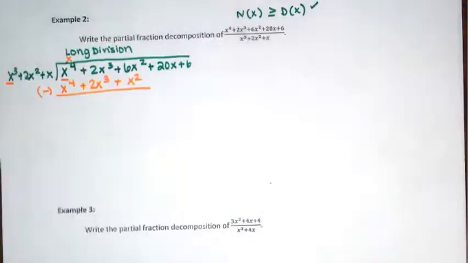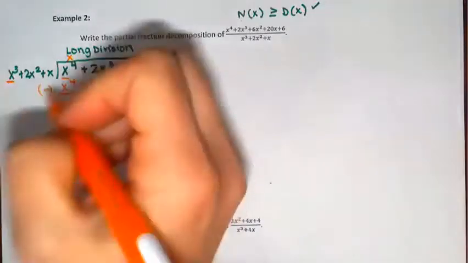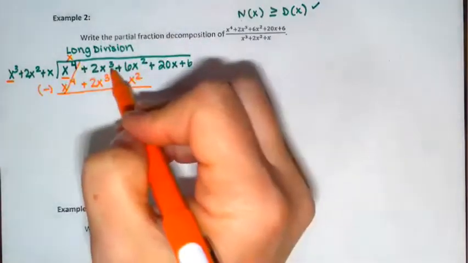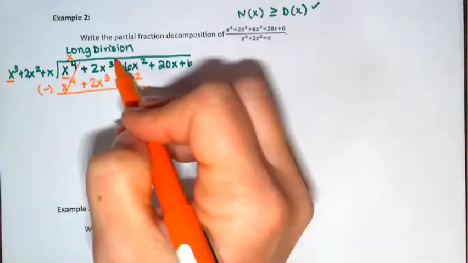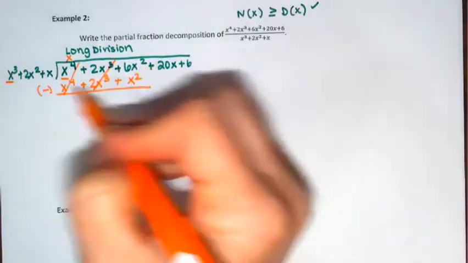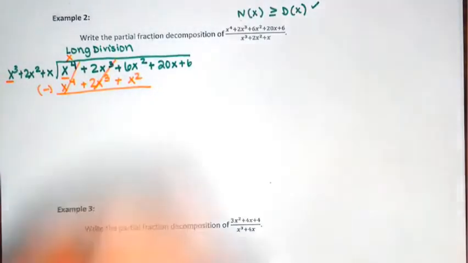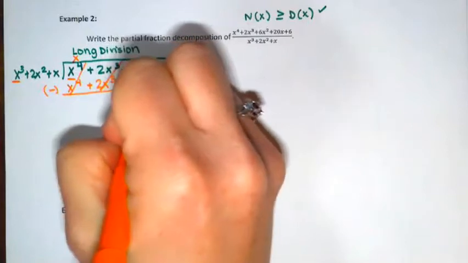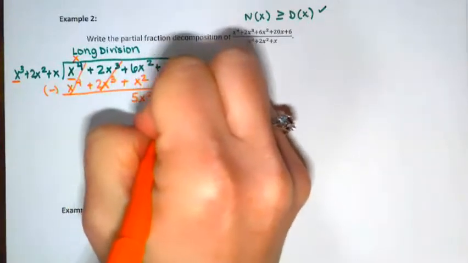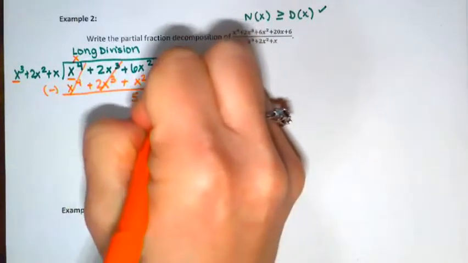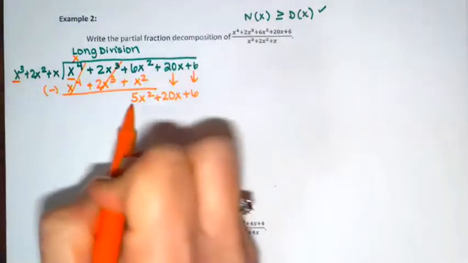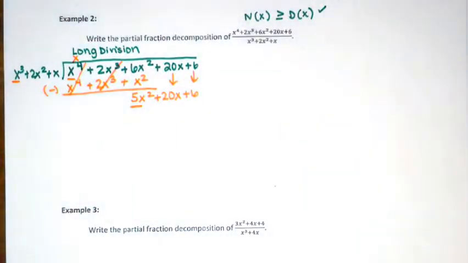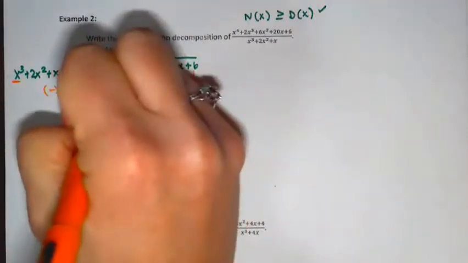x to the 4th minus x to the 4th is? Cancel. 2x cubed minus 2x cubed? Cancel. 6x squared minus 1x squared is 5x squared. And then bring down the plus 20x plus 6. Now, can x cubed go into 5x squared? No. So this here is my remainder.